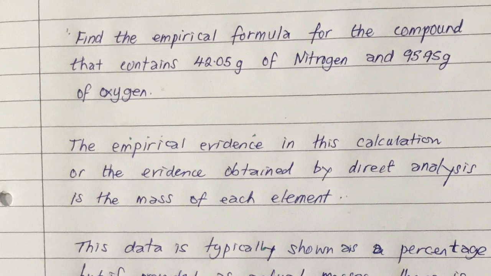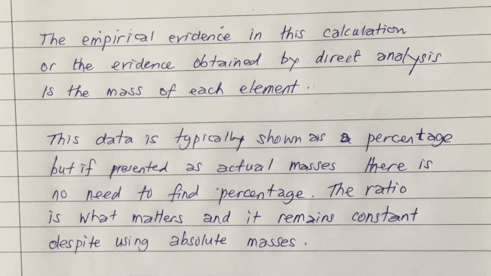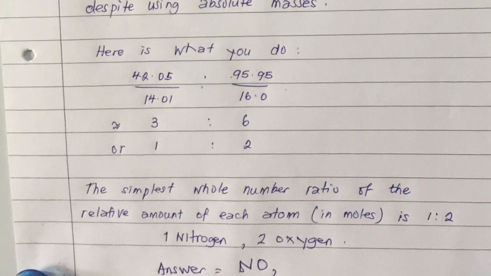And often it's possible to get the percentage of nitrogen or the mass of nitrogen and the percentage of oxygen or the mass of oxygen. It doesn't make a difference in how you go about calculating the empirical formula, because whether you get percentages or masses, the relative amount in moles would remain the same when you follow these steps. And here's what you do.